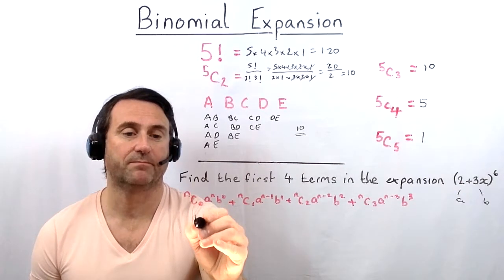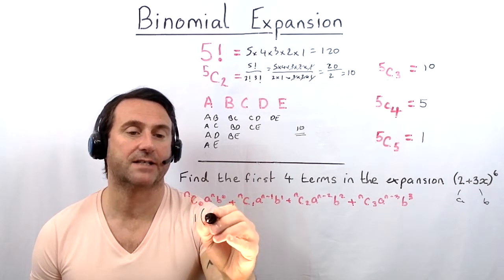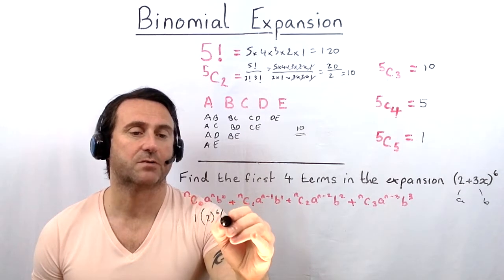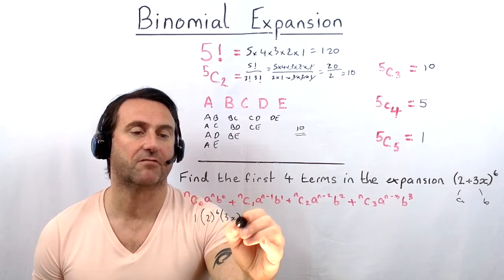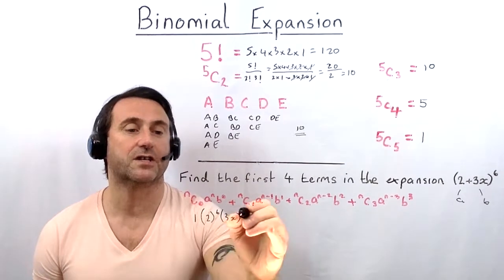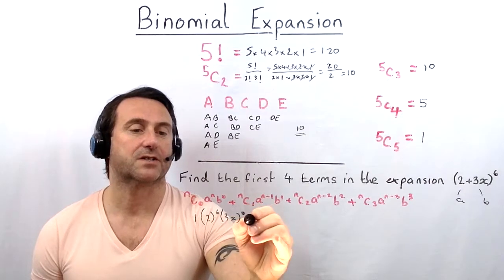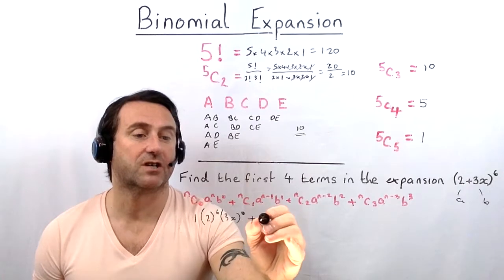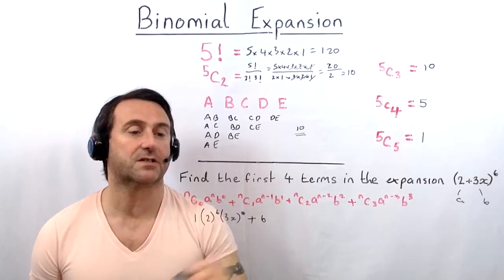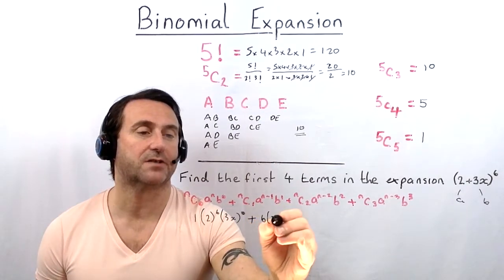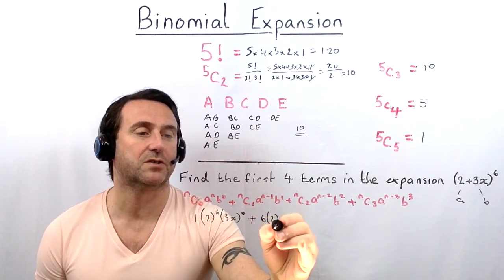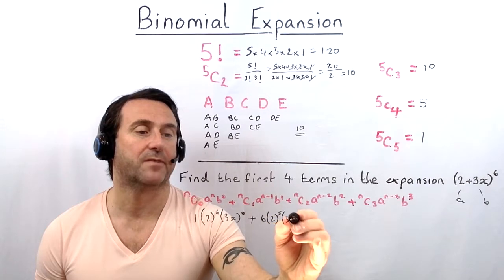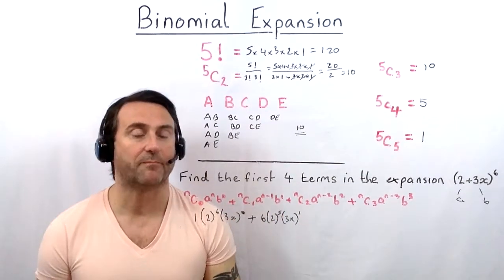That's going to give us 1. We're going to multiply that by a to the n. a is 2, so it's 2 to the 6. And that's multiplied by b, which is represented by the 3x, to the power of 0. Our next term, we're going to type in 6C1, which is going to generate the number 6. We're going to multiply that by 2 to the n minus 1, which is 2 to the 5, and we're going to multiply that by (3x) to the 1.